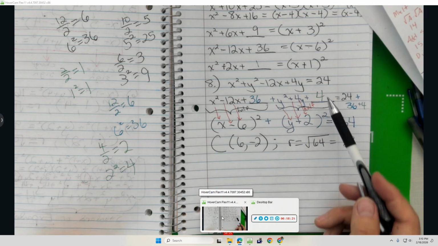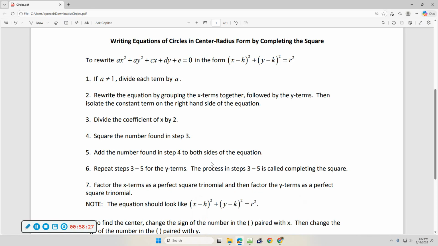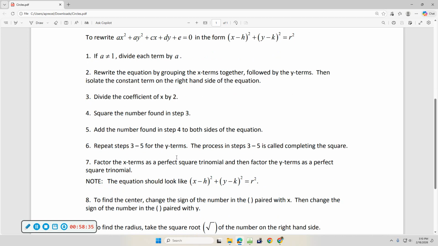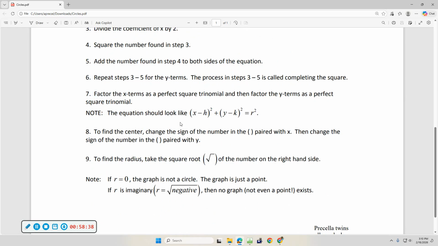Then you have to repeat that process for the y's. And if you do this correctly, you should get the equation in center radius form. You should be able to factor the x terms and y terms as perfect squares and get an equation in step number 7 that looks like center radius form. And to find the center, change the sign of the number in the parentheses paired with x, change the sign of the number in the parentheses paired with y.